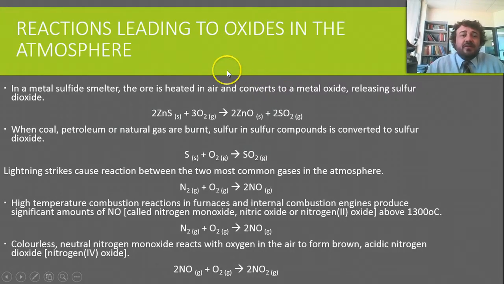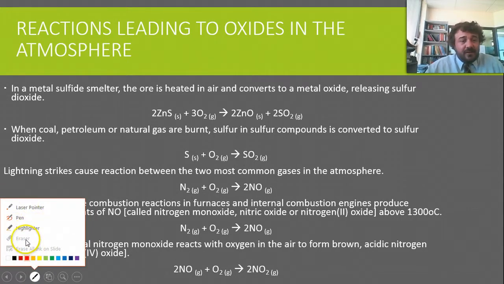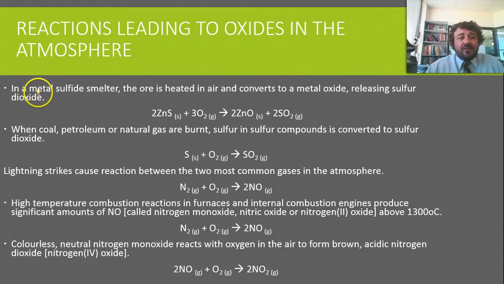Alright, so these are the reactions leading to oxides in the atmosphere. We'll go through these one at a time. So you've got your metal sulfide smelter, alright? So this is one reaction here. Now you've got your zinc sulfide, which gets reacted with the oxygen, and it comes up with sulfur dioxide and zinc oxide. Cool.